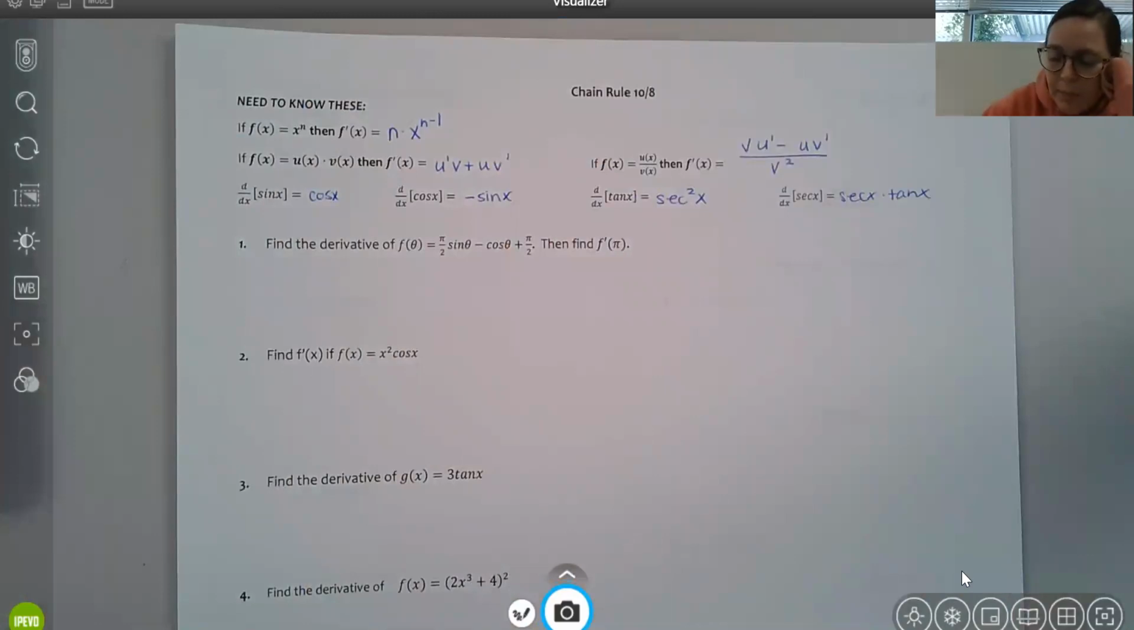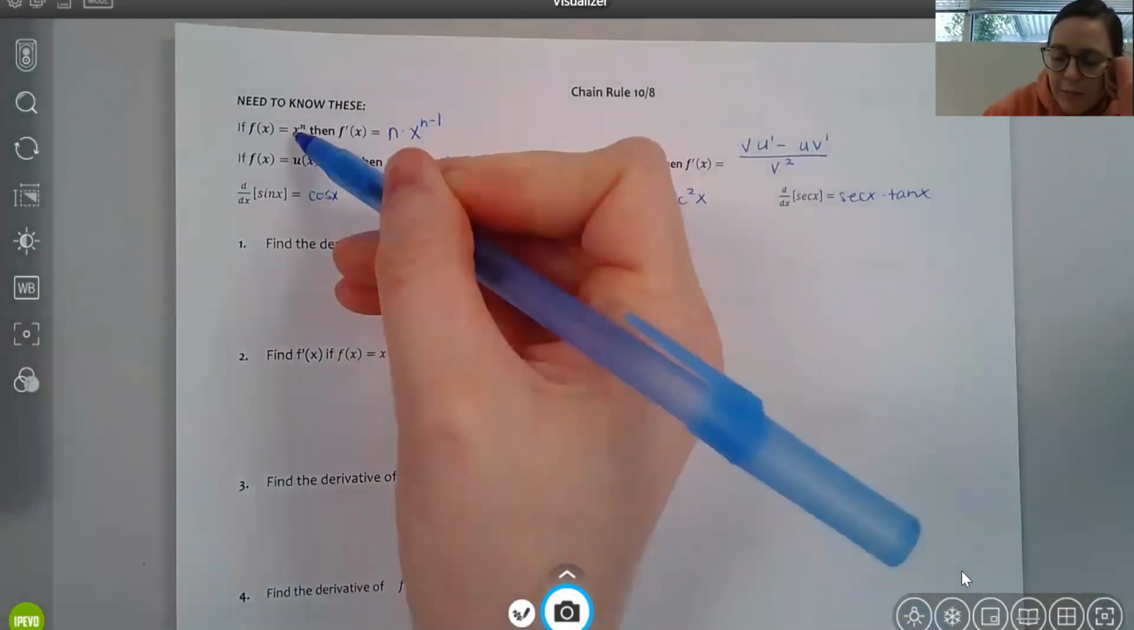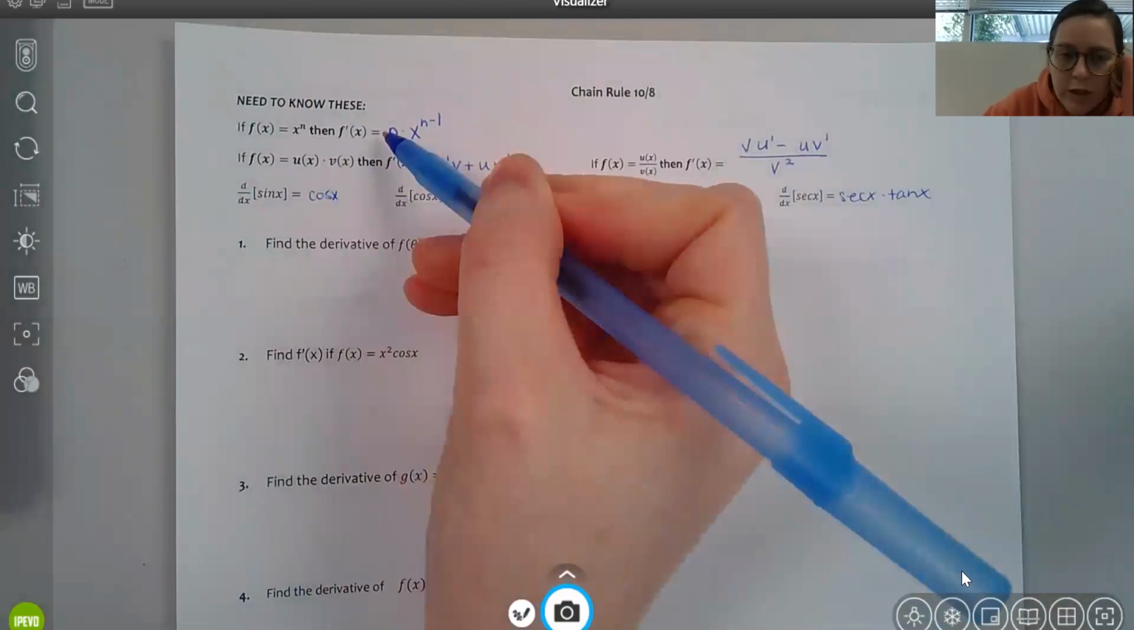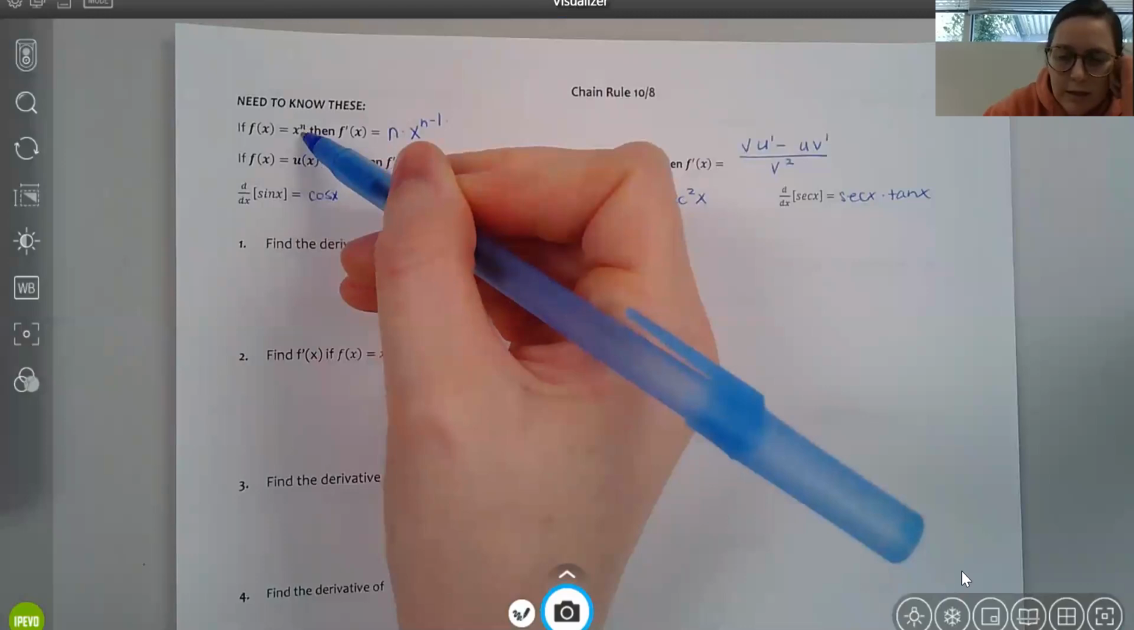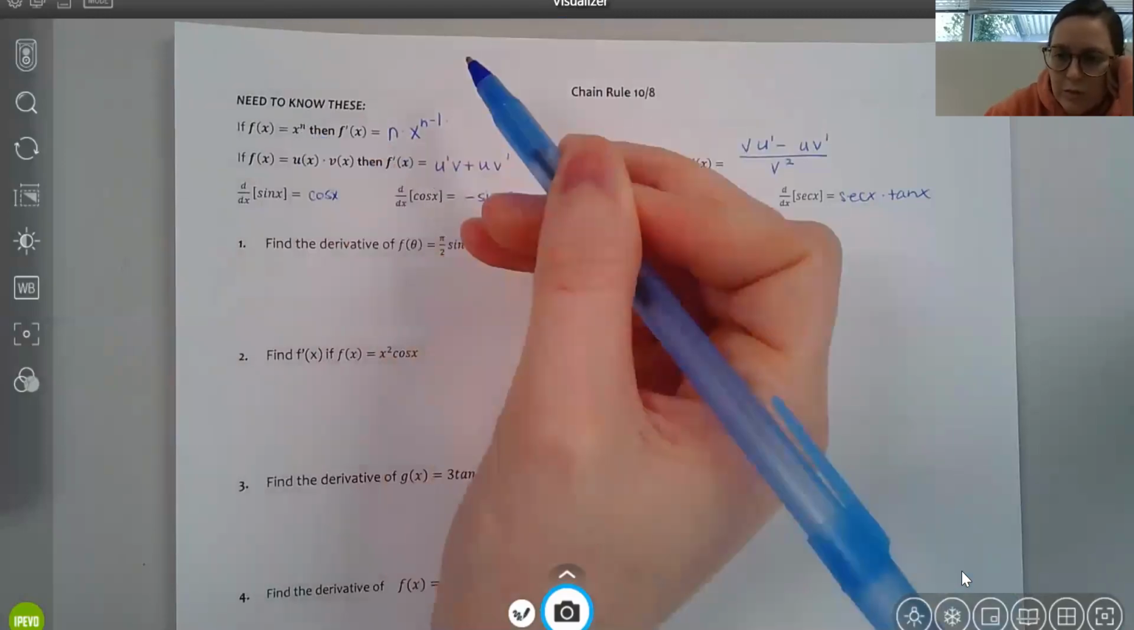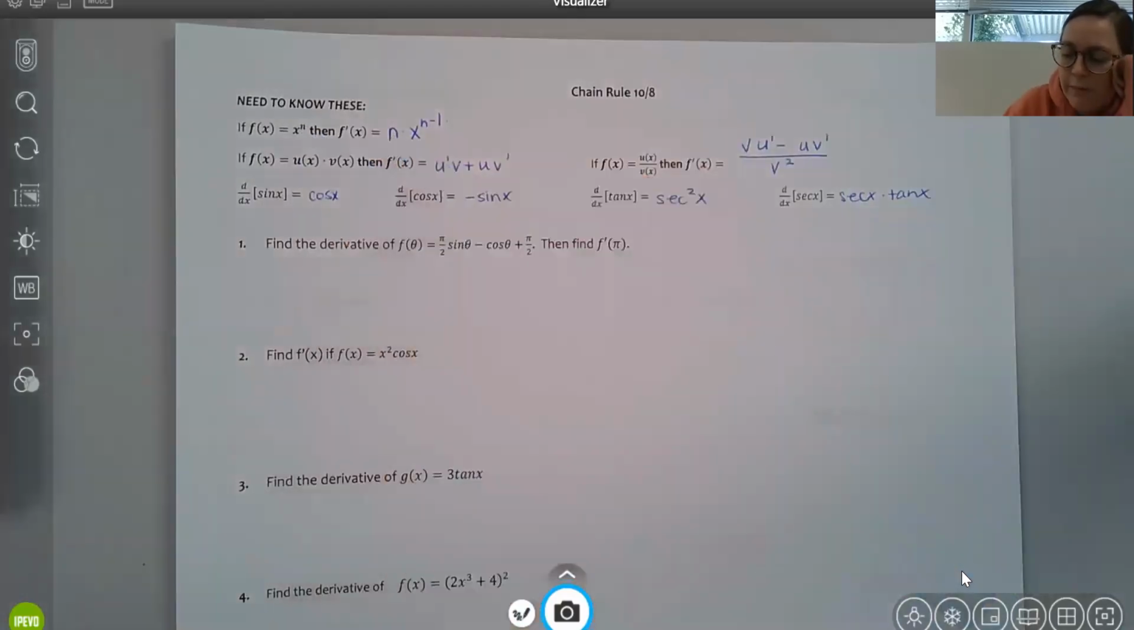So first one is our power rule, derivative of x to the n: bring the n down and subtract 1. If there's some coefficient, so if this was like 2x to the n, then it would be 2n times x to the n minus 1. Coefficients just will get multiplied with that n.